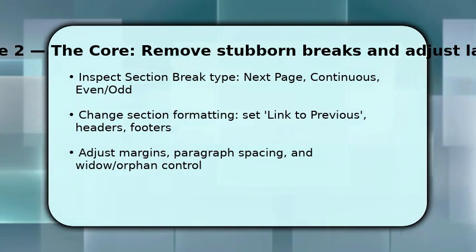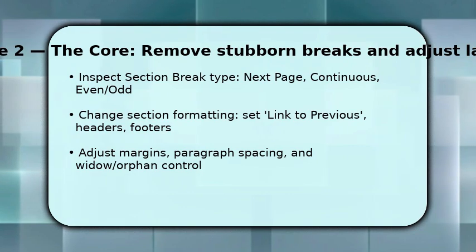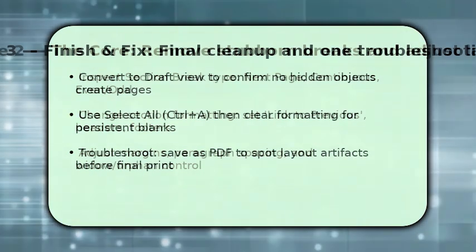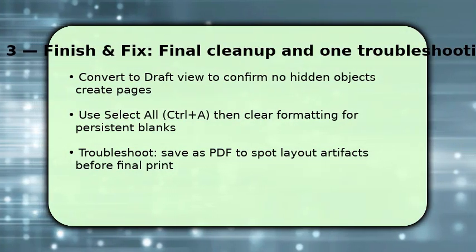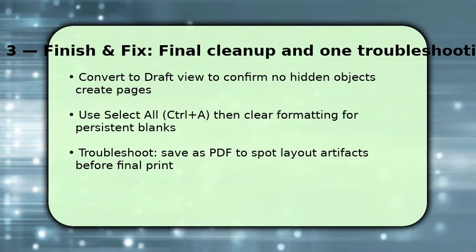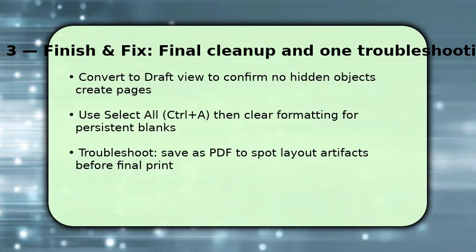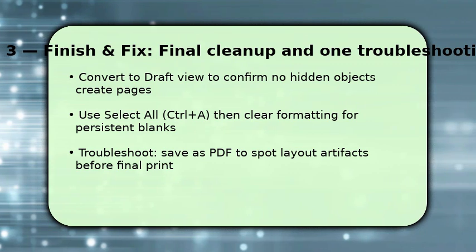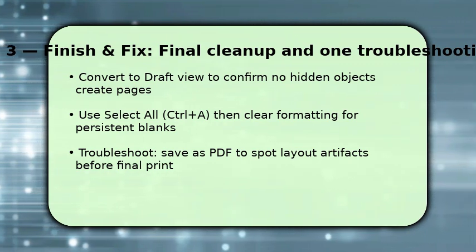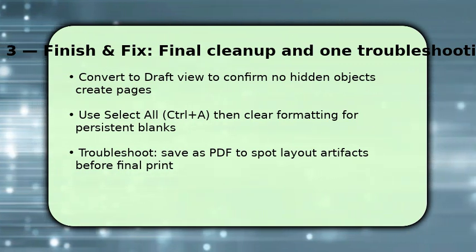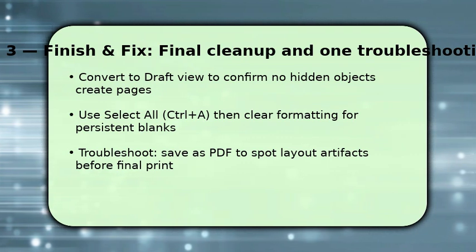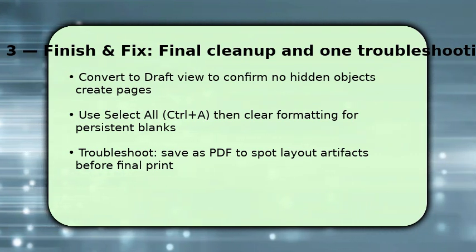You finish by verifying the document in draft view, because images or anchored objects can force blank pages. Move or change anchoring if needed. If formatting persists, select all and clear direct formatting to reveal underlying structural issues. Once adjustments are made, save as PDF to preview the true pagination before printing or sharing.